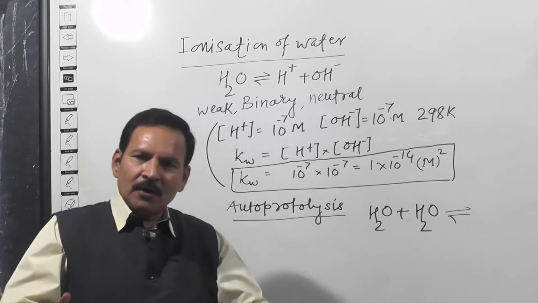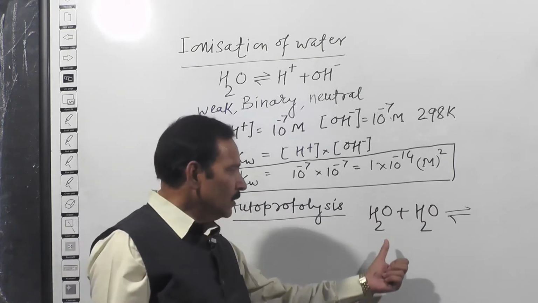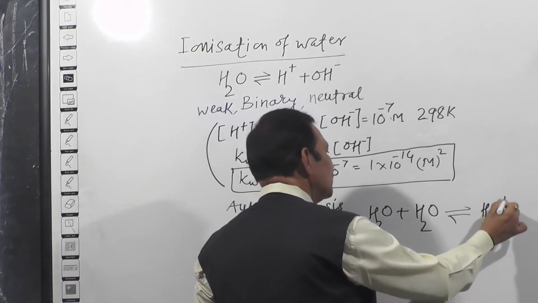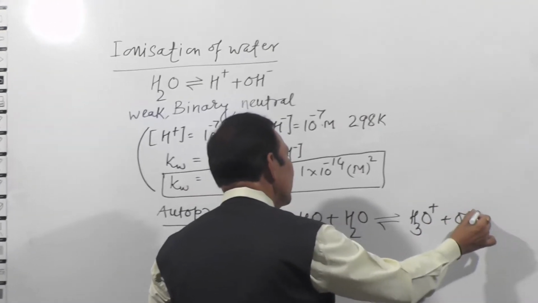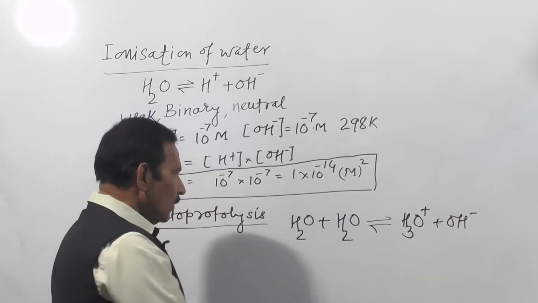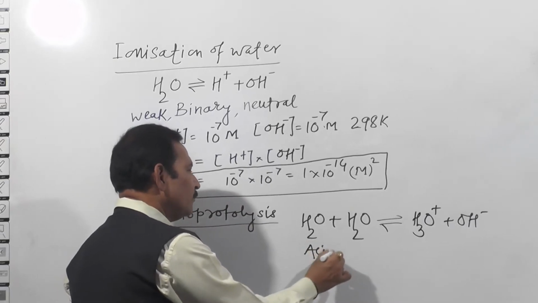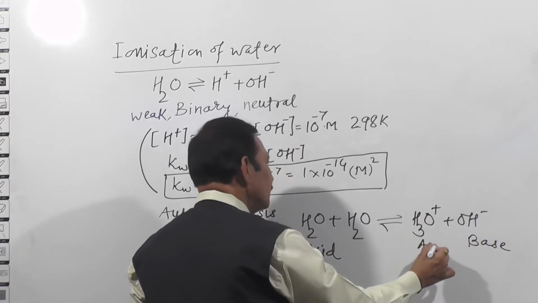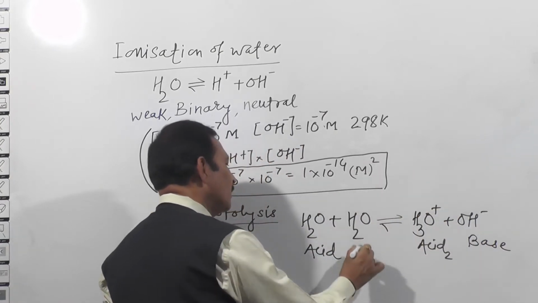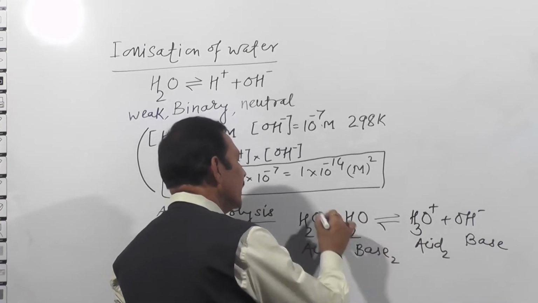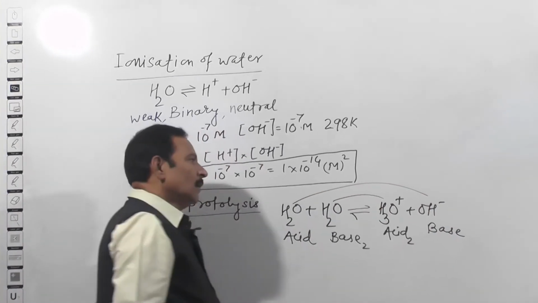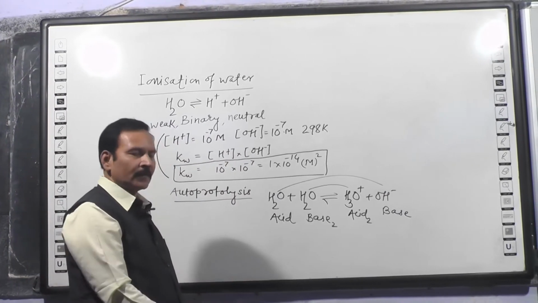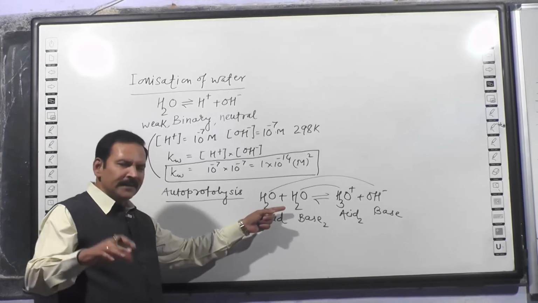Whenever we take solvent water, in that water, two molecules of water will react with one another. One will act as acid and another one will act as a base. So one water molecule releases a proton, so it is acid, and this is its conjugate base. In the reverse direction, this H3O+ releases a proton and therefore it is acid 2 and base 2. So in this way, for the phenomenon of protolysis, no external solvent is needed for water.